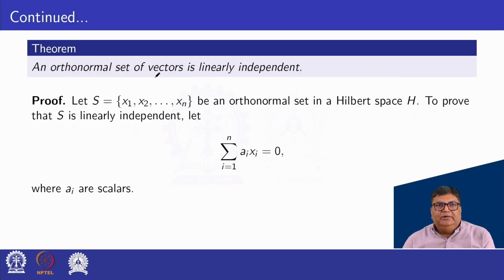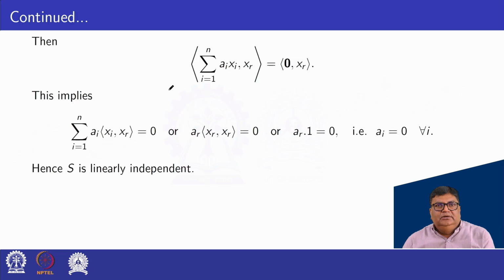Similarly, an orthonormal set of vectors is linearly independent. The proof is similar to the above. Okay. Let S equal to x1, x2 and so on xn be an orthonormal set in Hilbert space H. To prove that S is linearly independent, let the summation over i equal to 1 to n of ai xi be equal to 0, where ai are scalars. So the inner product of summation i equal to 1 to n ai xi with xr is equal to the inner product of 0 with xr, that is 0.